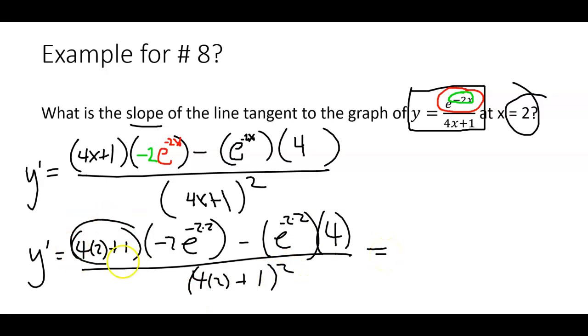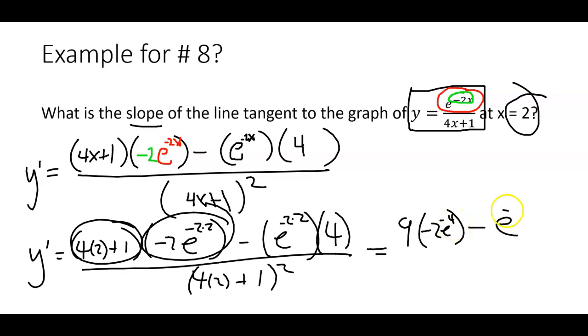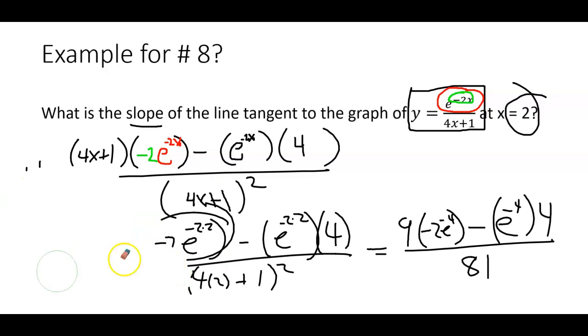Okay, so let's start here. That's going to be 9. This guy here, we're going to have negative 2 e to the negative 4. And we're going to have e to the negative 4. And then on the bottom, we're going to have 9 squared, which is 81. So there's that. All right, so now it's possible that they'll just have that as an answer. I don't know, maybe you'll get lucky and that's where it'll be good enough.